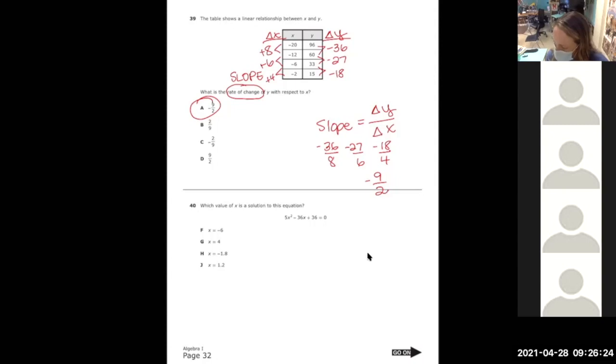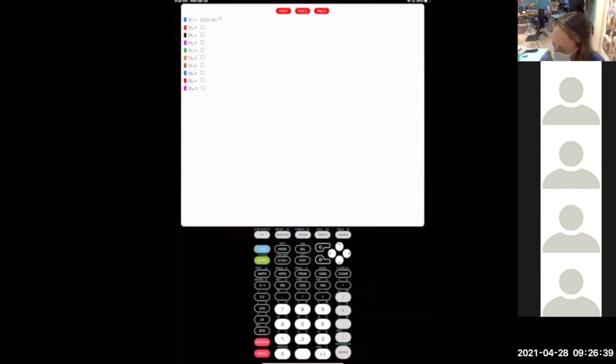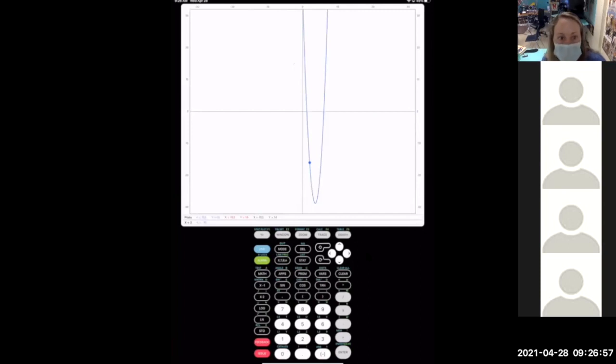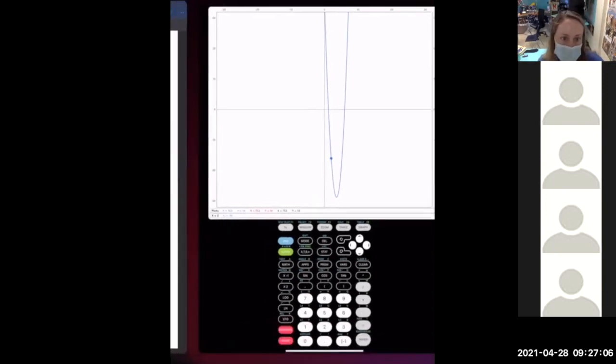All right, and finally, it says which value of X is a solution to this equation? So we can plug this equation into Y equals in our graphing calculator. I'm going to go to Y equals, clear out what's in there, and then I've got 5x squared minus 36x plus 36. And I want to figure out where this line equals 0. So I'm going to hit graph, and I'm going to take a look. So I know that it crosses on the right side of the graph, so I can automatically cross off G and J.